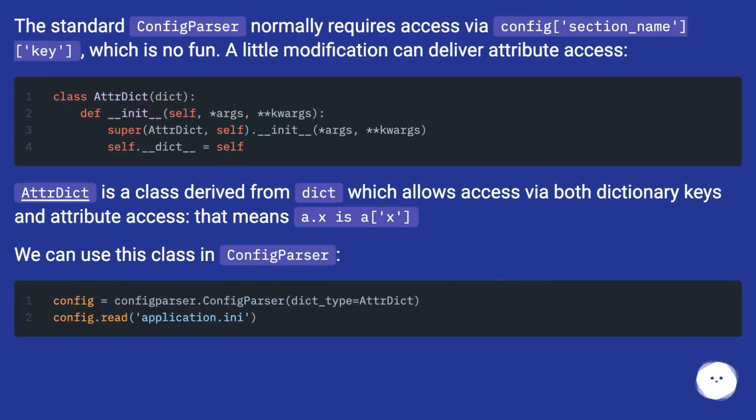The standard ConfigParser normally requires access via config[name][key], which is no fun. A little modification can deliver attribute access.